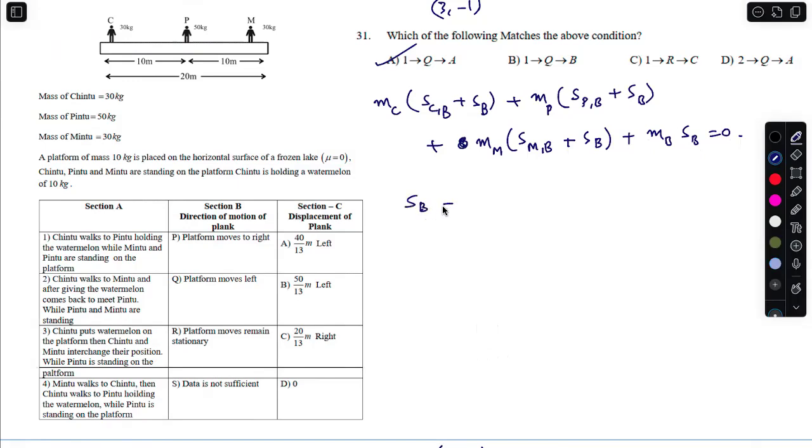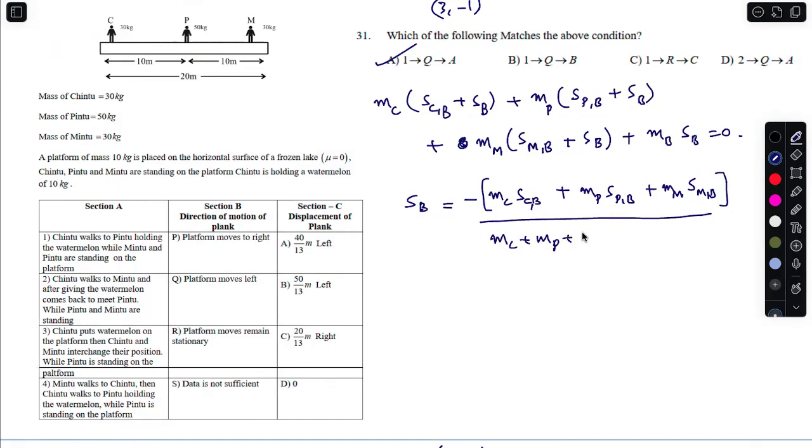Displacement of the boat is minus M_C S_CB plus M_P S_PB plus M_M S_MB, divided by the total mass of the system, M_C plus M_P plus capital M plus M_boat.